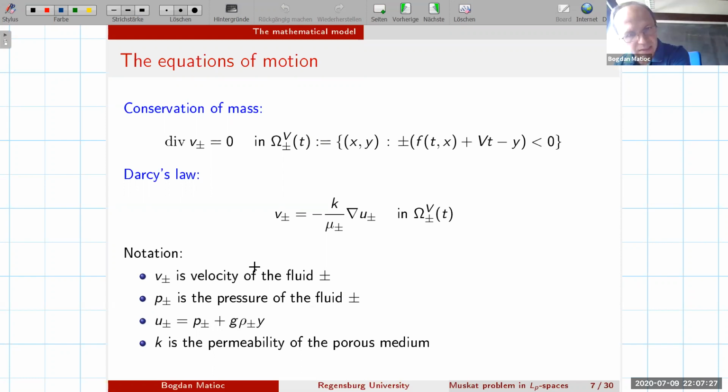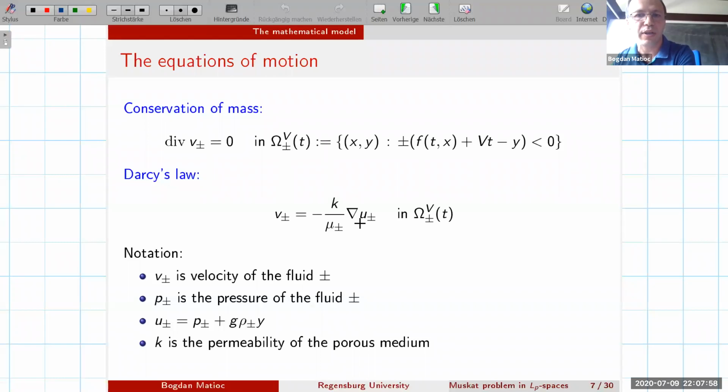And this Darcy's law says that fluid particles move from regions where the pressure is high to regions where the pressure is low. They move vertically downwards due to the effect of gravity. And the velocity amplitudes are large if the permeability is large, or if the viscosities are low. So if the fluids have low viscosity, then the velocity amplitudes are larger.